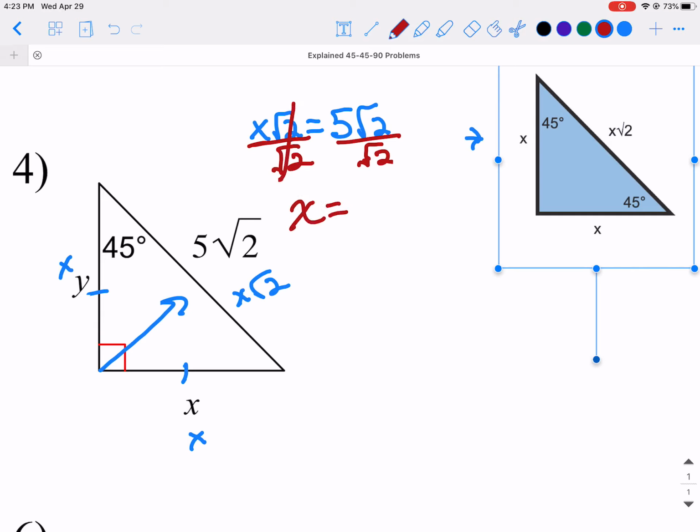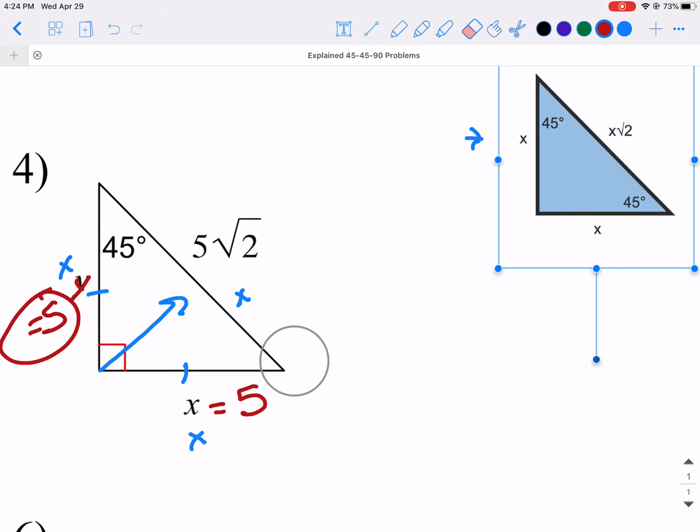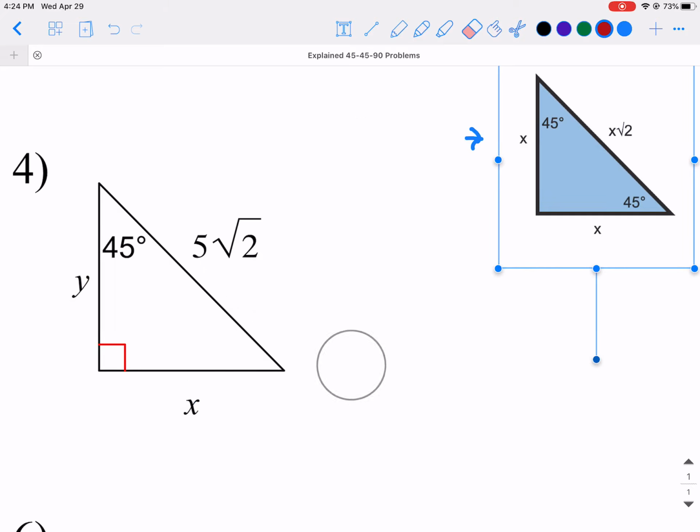Oh, and this is an easy one. Look what cancels out. I don't even have to rationalize the denominator. So x is 5. This other side, your y, is also 5 because they are the same length. That one I liked. It was pretty easy and straightforward. All right, one more, and then I'm going to do another video with a little bit harder ones than this.